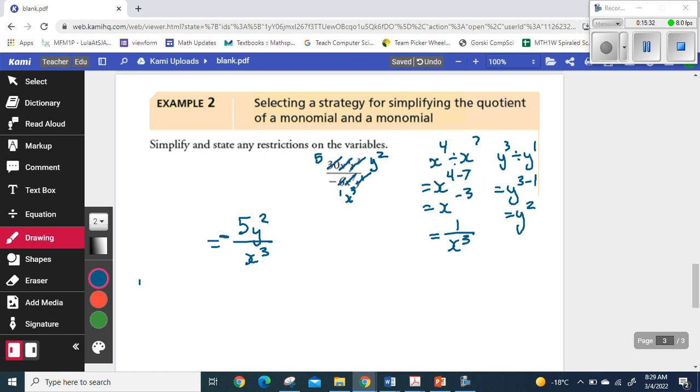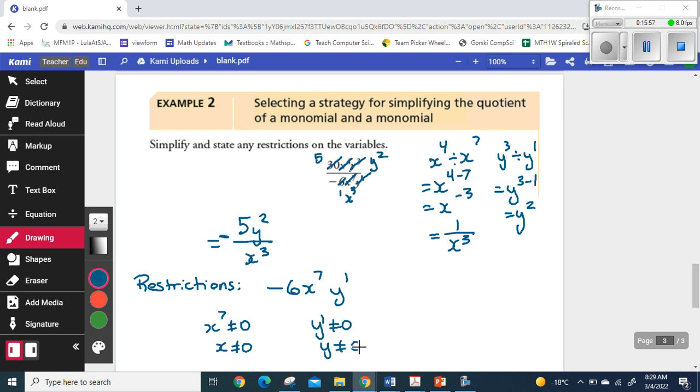And our restrictions, let's not forget restrictions. So look back at our denominator. So remember our denominator was negative 6, x to the 7, y to the 1. So this can't be equal to 0, which means, well, negative 6 is just negative 6. X to the 7 cannot equal 0, which means x can't be 0. Y to the 1 can't be equal to 0. Well, y to the 1 is just another way to say y. So my letters can't be equal to 0. Okay, next one.